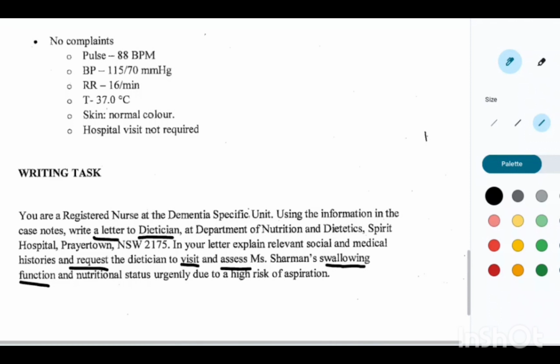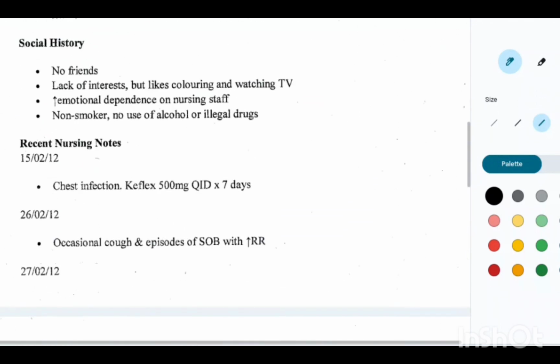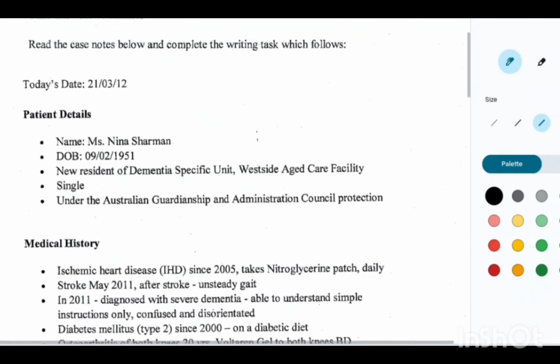Then you go back to the entire case note and find out what the important things are, and how you can correlate all the information for your letter. Patient details are given: name, date of birth, and new resident of the dementia specific unit, West Side Aged Care Facility. The patient is single and under the Australian guardianship and administration council protection.